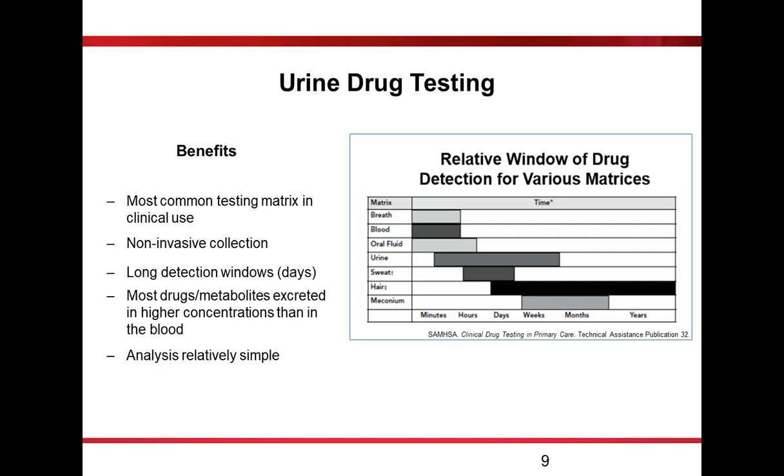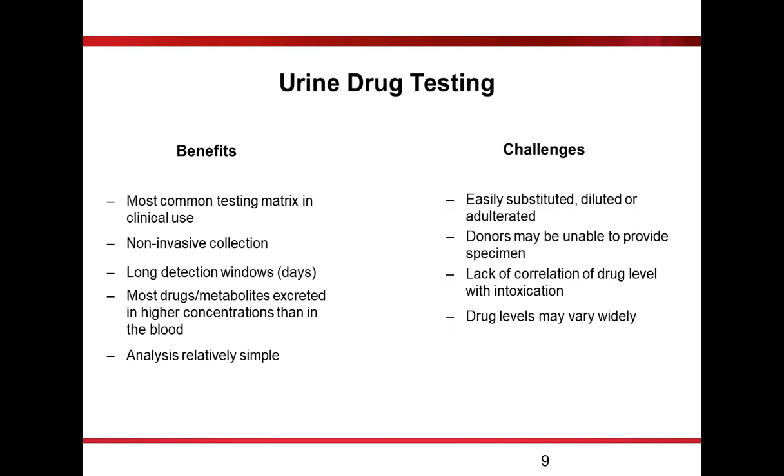So if you look at the table to the far right, you'll see that there's a chart with the relative window of drug detection for various matrices, with urine being right in the middle of that table. And so we have a range of minutes to sometimes even weeks for detecting some of these drugs. Most drugs and their metabolites tend to be excreted in urine in higher concentrations than what they're found in blood, which makes them easier to measure. And the analysis is relatively simple compared to some of the other matrices because it's pretty clean. So there's not a lot of proteins or things in it that would make it technically challenging to measure.